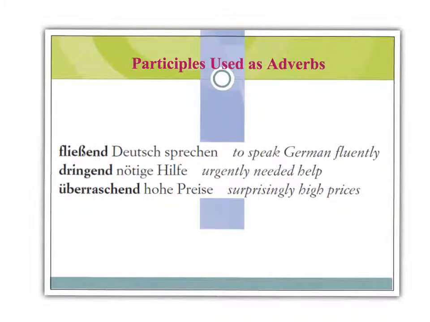Moving on, gerunds or present participles can be used as adverbs as opposed to adjectives. So fließend is modifying how well I speak German. Ich spreche fließend Deutsch. Dringend is a gerund, but used as an adverb there to say how urgently the help is needed there, nötige Hilfe. And überraschend. When you say, boy, that was surprising, you have to say überraschend. Here it's modifying the high prices, so adverbial.